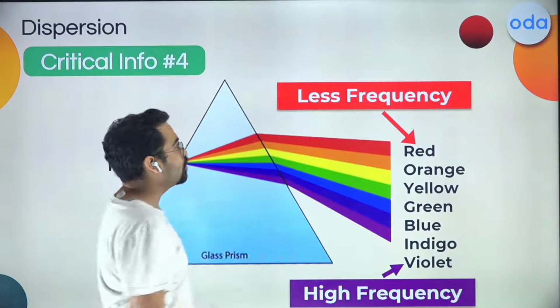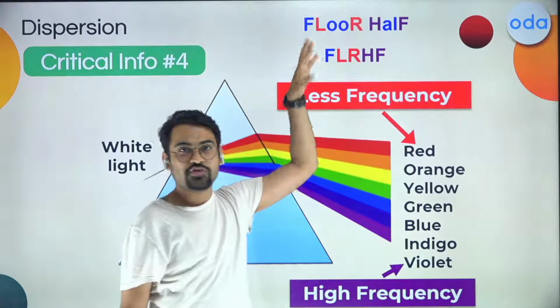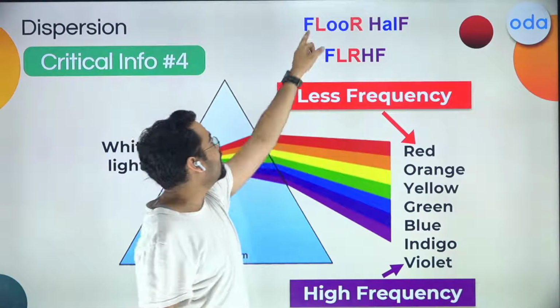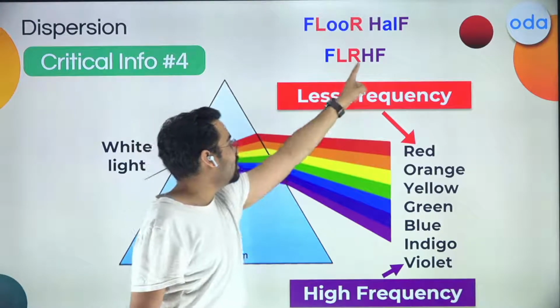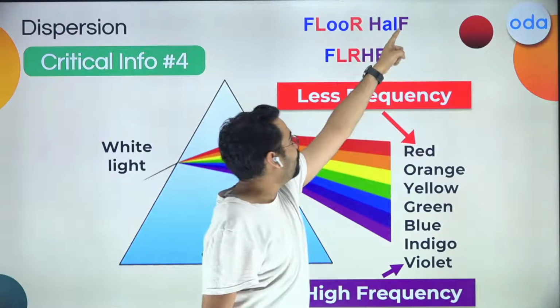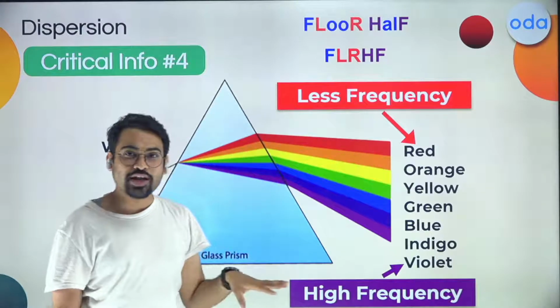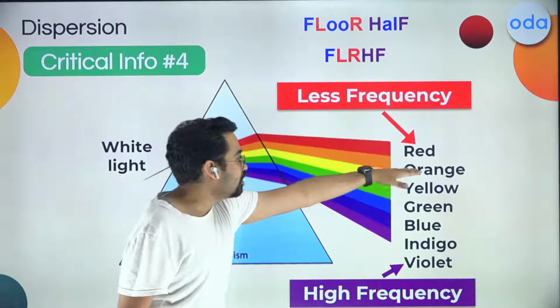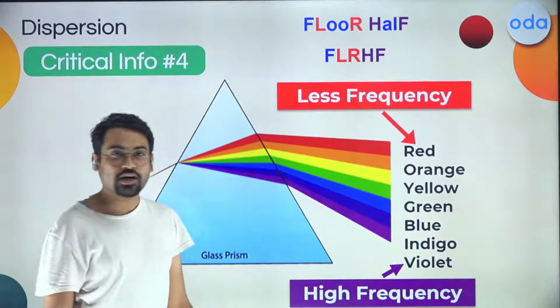And if you want to remember this one, you can remember "flor half". If you just remember that, you can say F is for frequency, L is for less, R is for red, H is for high, and F is for frequency. So you can remember that the red color light is having a lesser frequency and violet is having a higher frequency.